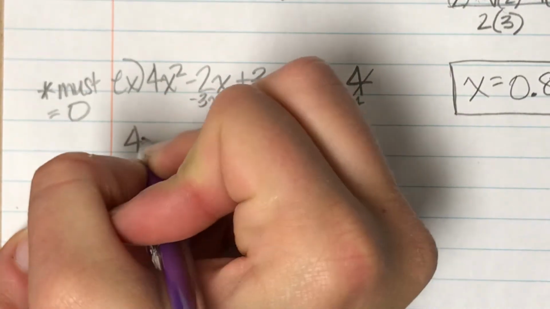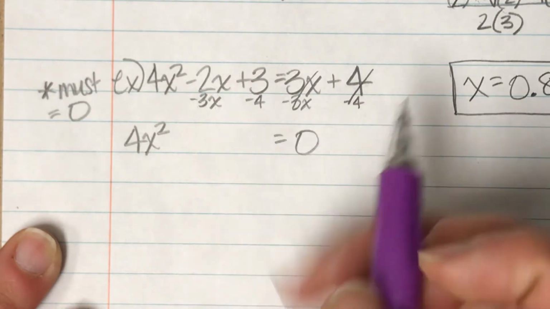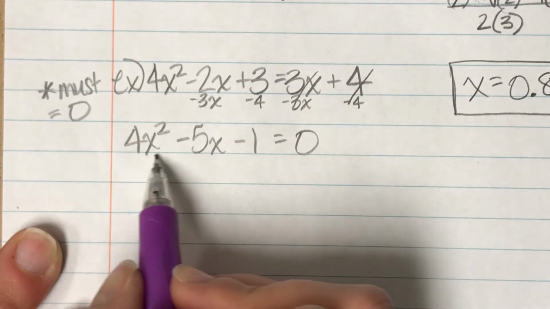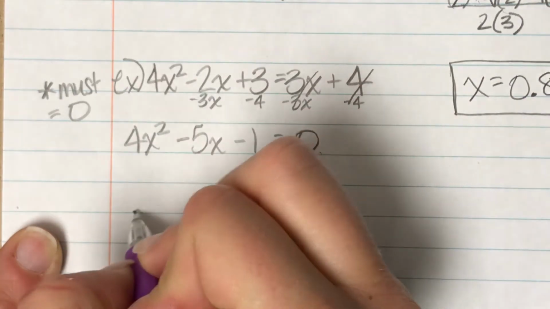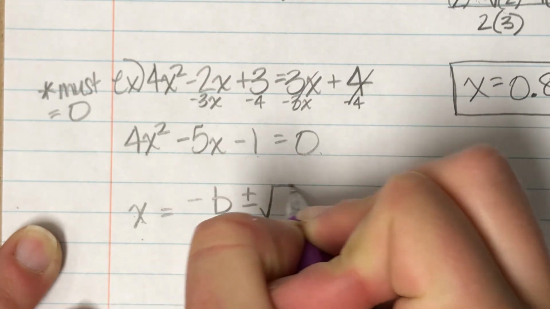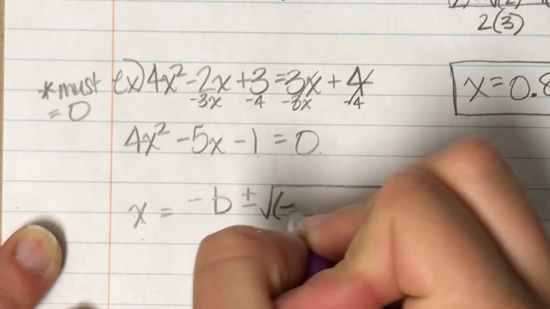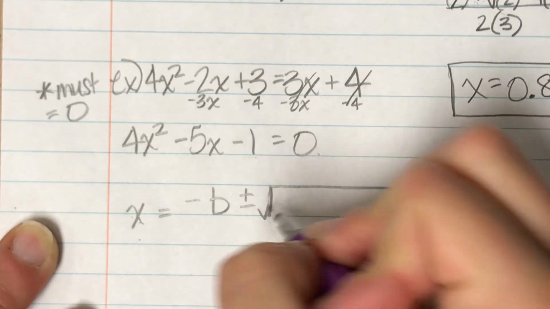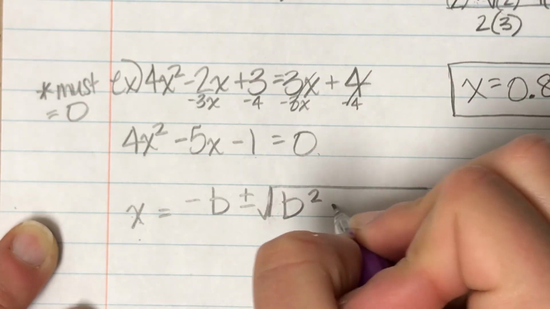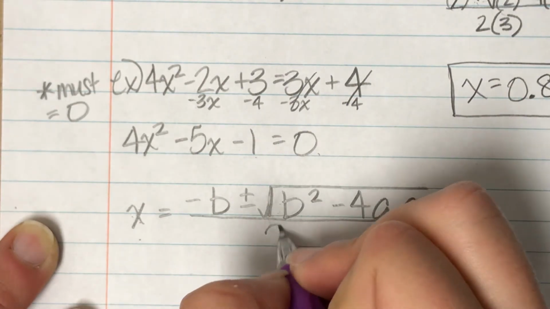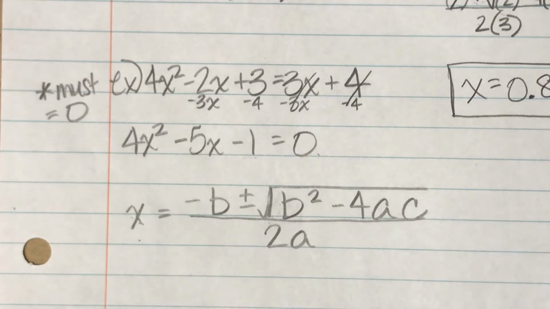I'll have 4x squared. Negative 2x and negative 3x makes negative 5x. Positive 3 minus 4 makes negative 1. Now I've got the quadratic equals 0. So I can say, okay, x equals negative b plus or minus the square root of b squared minus 4ac, all over 2a. All right, and I'm just going to go through this quickly.